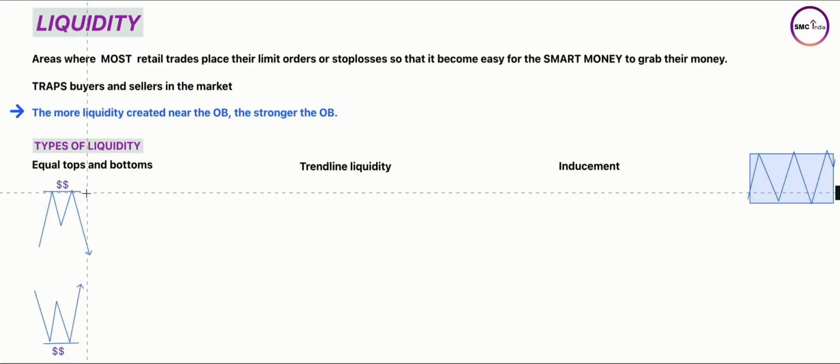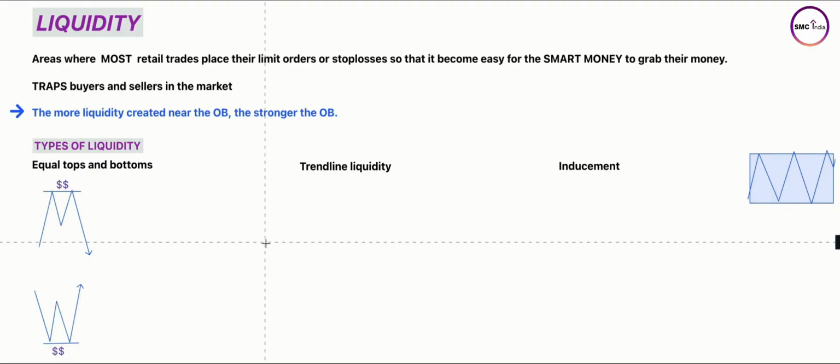When you are in a trade and you see this equal top, you can target these equal tops as your profit levels or book partial, because you know that these equal tops will be grabbed and you may target these equal tops.